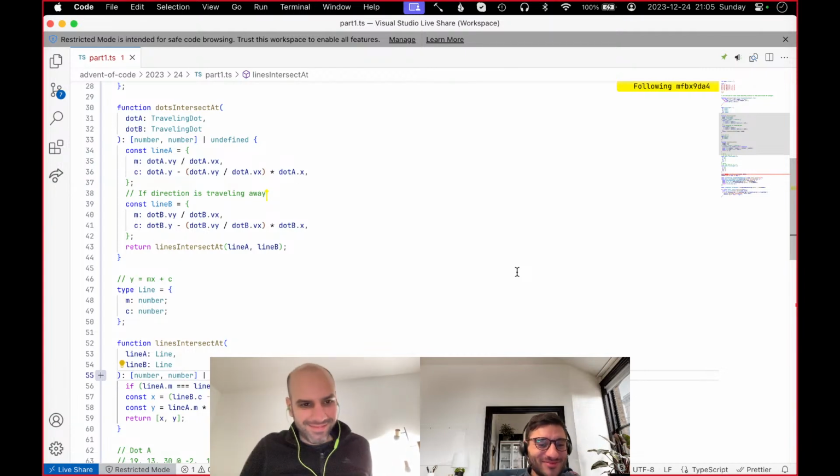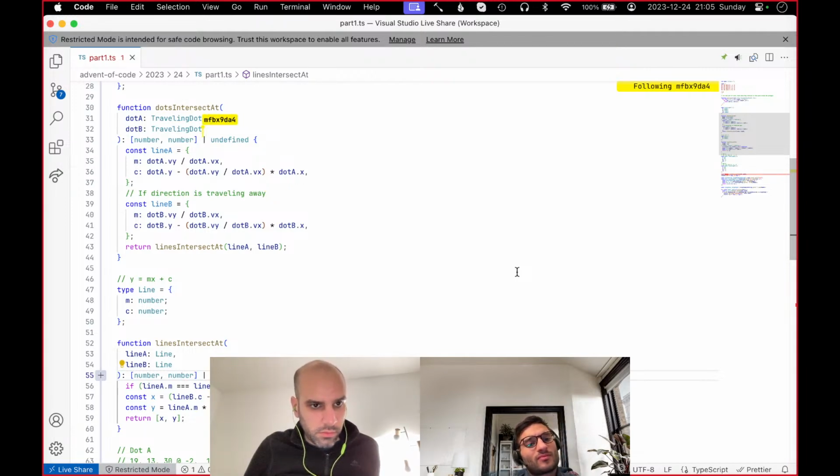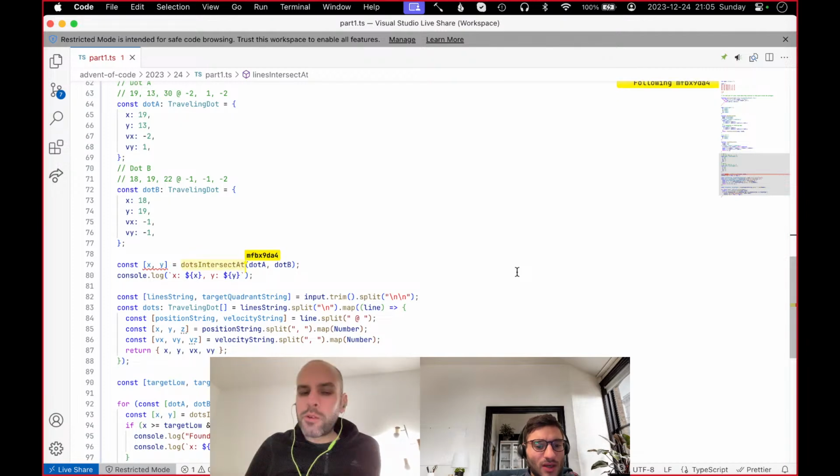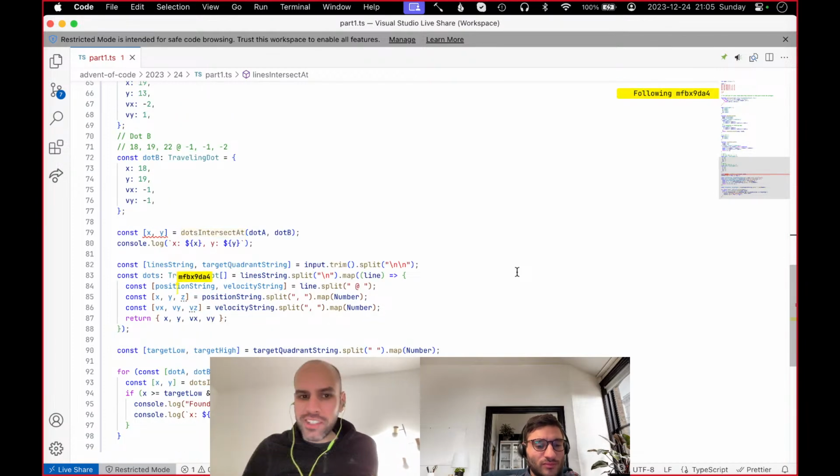Very nice. Okay, so if direction is traveling away from the... So I guess I'm going to need the... Maybe I can do it even before calling dots intersect that. Oh, yeah. We're at that point in the relationship when we can complete each other's sentences. How cute.